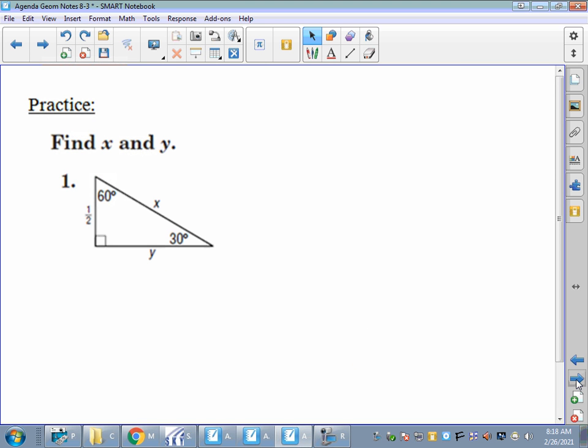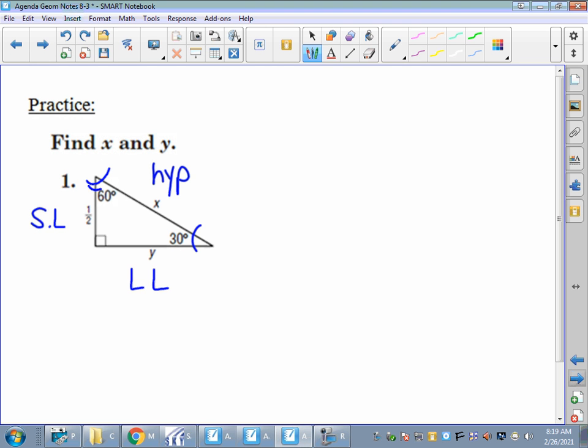So number 1, it says find x and y. Well, the first thing I like to do is find the short leg. So here's my 30-degree angle. So over here, this 1/2 has to be the short leg. Hypotenuse is easy to find, right? Straight across from the right angle, which means that this y has to be the long leg. I know that because it's across from the 60-degree angle. Larger angle, larger side. So what do you want to start with first, the x or the y? There's no right answer. You can go whichever way you like.